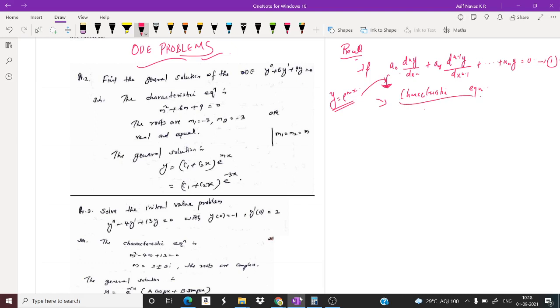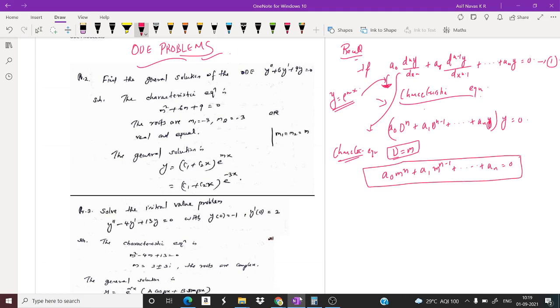So how to find the characteristic equation? We can write this in a symbolic form, that is a0 D^n plus a1 D^(n-1) plus etc. plus an, into y is equal to 0. For finding the characteristic equation, you just substitute D equal to m, then we get a polynomial, right? So we get the characteristic equation a0 m^n plus a1 m^(n-1) etc. plus an is equal to 0. This equation is called the characteristic equation.